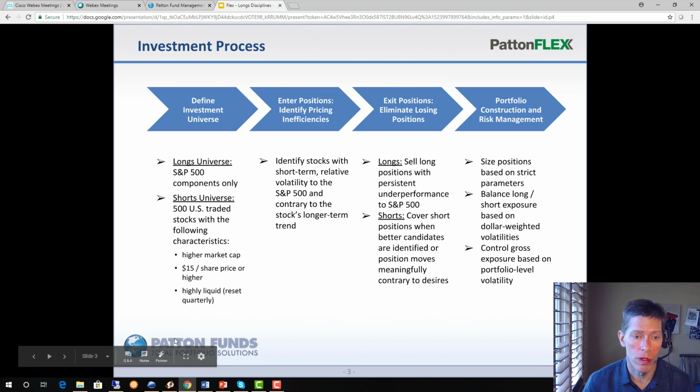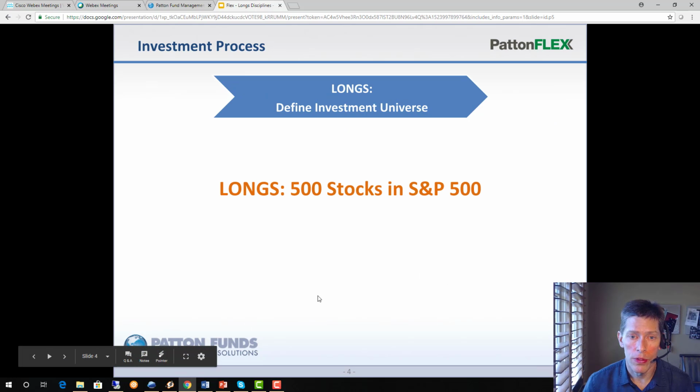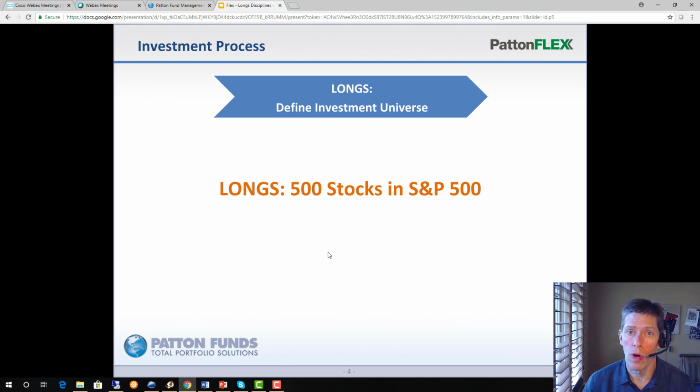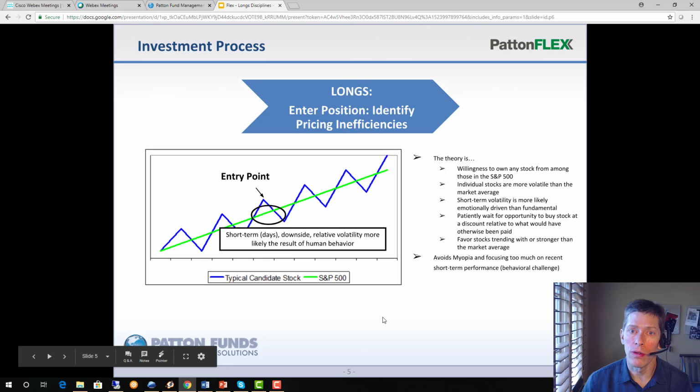So let's talk about those long disciplines here. So the universe for the long stocks, as I mentioned, are the 500 stocks in the S&P. So what that means, we will only be long stocks that are S&P 500 stocks, period. Those are the only candidates for the portfolio. Now, we're not going to own all 500 stocks. We're going to own somewhere between 40, 50, 60 positions or so, typically 50 to 60 positions. Here's how we then enter those positions.